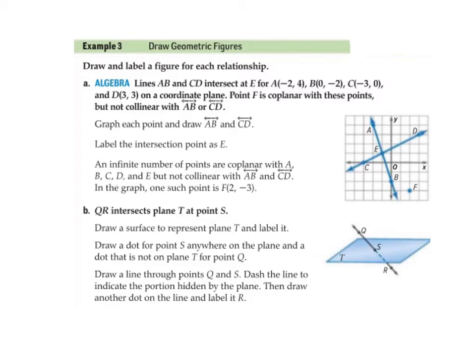Normally they will give you coordinates. So here they've given you A, B, C and D. When you get questions like this, the first thing to do is to draw it. As it says here, the first one it's asking you for is to graph it. Well, obviously it's done here on the right hand side. And label the intersection E. It tells you that they intersect at E. Now the next part is talking about F.